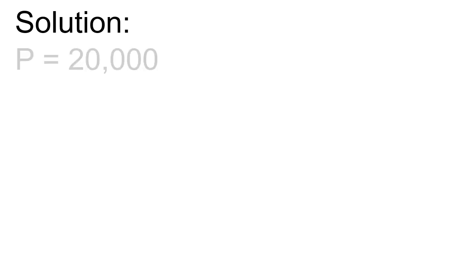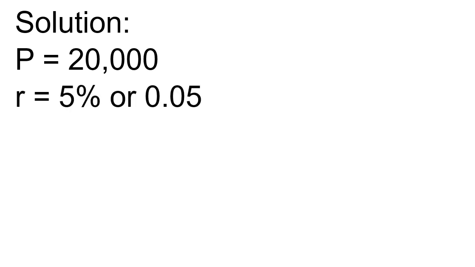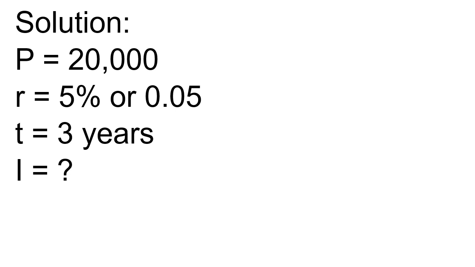So for our solution, let us list the given first. The principal amount is 20,000 pesos. Rate is 5% or 0.05 in decimal. If you're going to express a percent as a decimal, just divide the percent by 100. 5 divided by 100 is 0.05. The time is equal to 3 years. And we are going to solve for the interest and also for the future value.